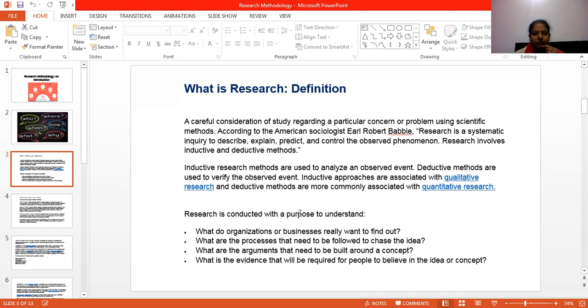Research is conducted with a purpose to understand what organizations or businesses really want to find out. What are the processes that need to be followed to chase the ideas? What are the arguments to be built around a concept? What is the evidence that will be required for people to believe in the idea or concept?